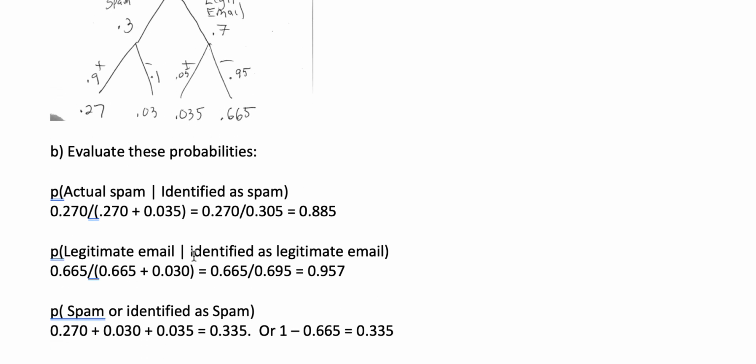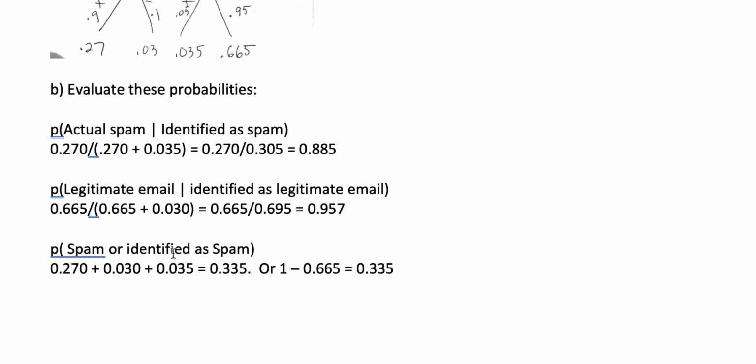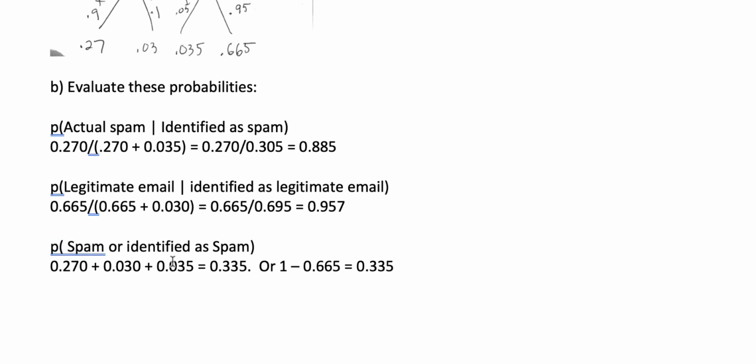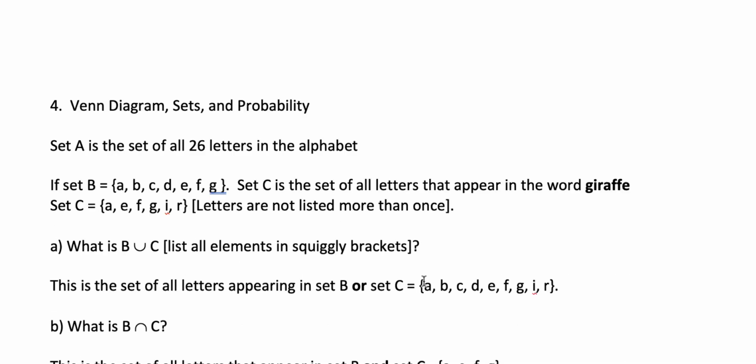The probability that it is spam or identified as spam would be both of these categories, which are spam, plus this where it's identified as spam. So we would sum those three and get 0.335, or we could just subtract this 0.665 from 1. Both of those give us 0.335.